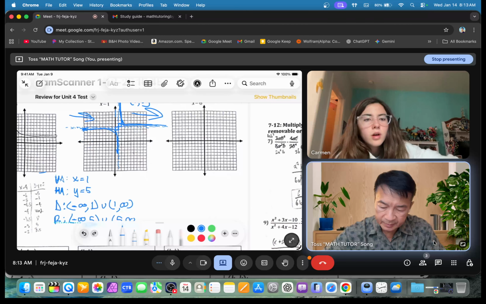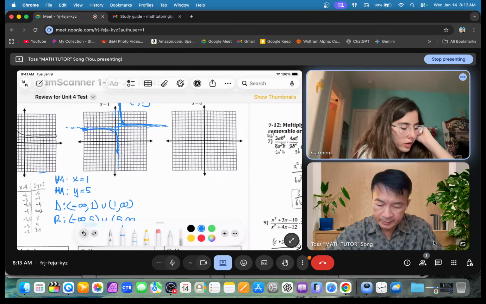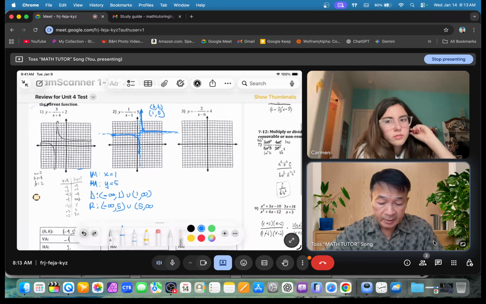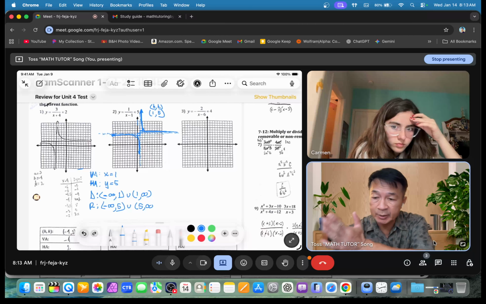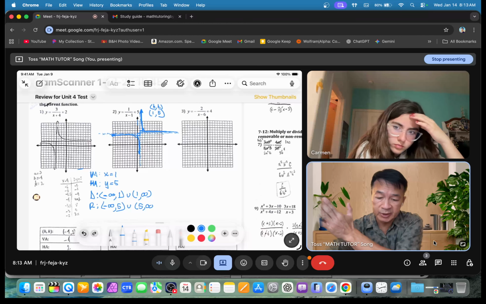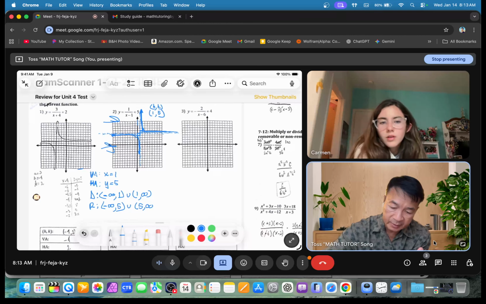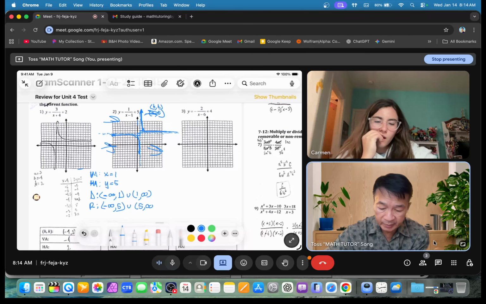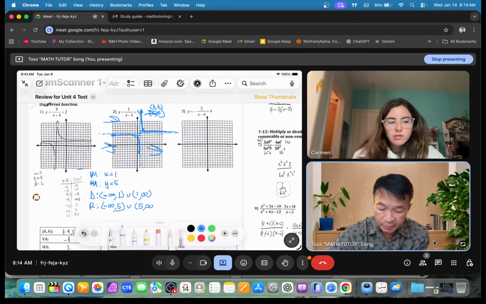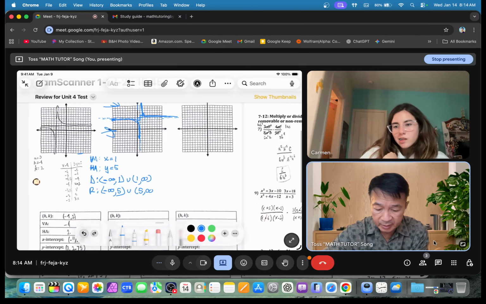How do you know about increasing and decreasing intervals then? Again, you have to look. It's like the domain, like you're scanning the domain, so you go from left to right. By the way, if you ever come across the increasing and decreasing concept in graphing, you always have to scan from left to right. So here we go.